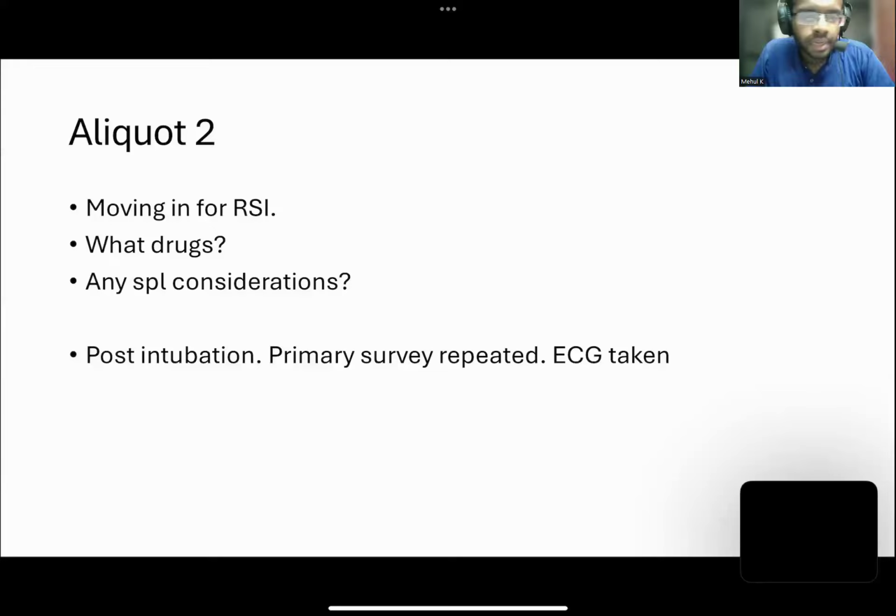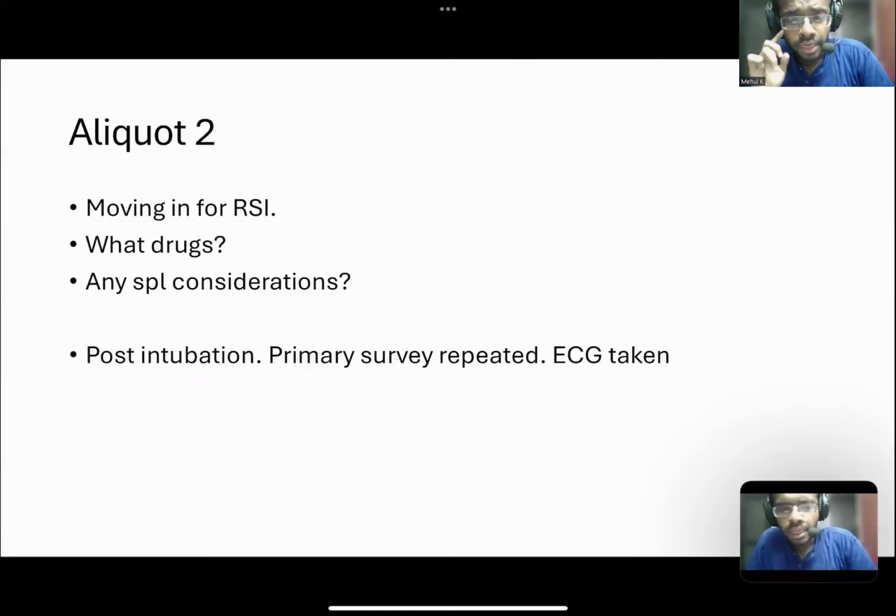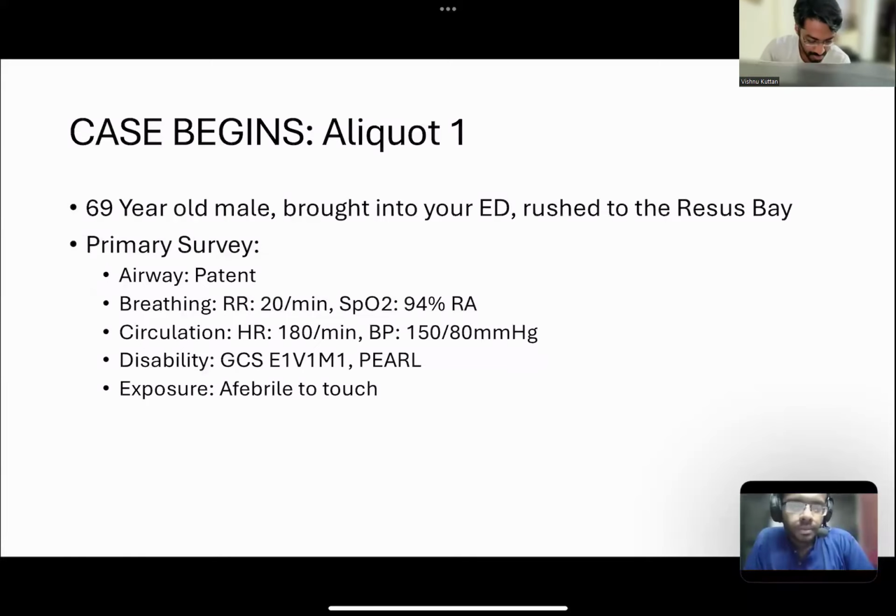One minute, I think we'll ask one or two other questions. Can you go back to the first aliquot? Yes, sir. Please. So we have a 69-year-old male patient and the monitor is showing a heart rate of 180. So, Mayuri, do you think this can be sinus tachycardia?